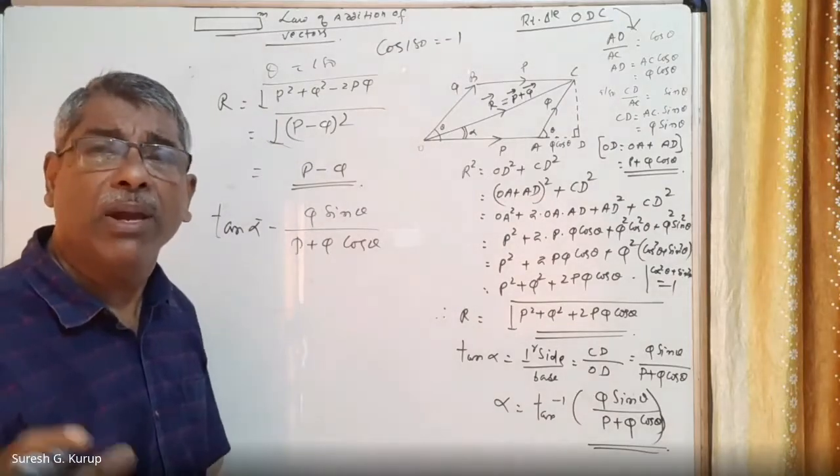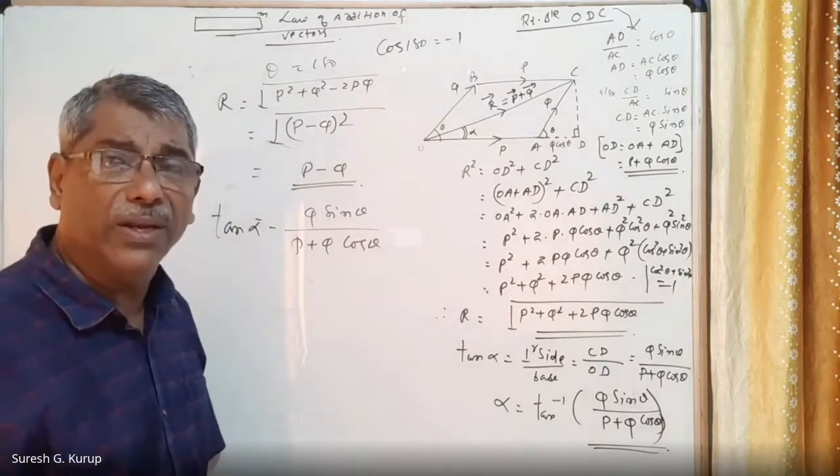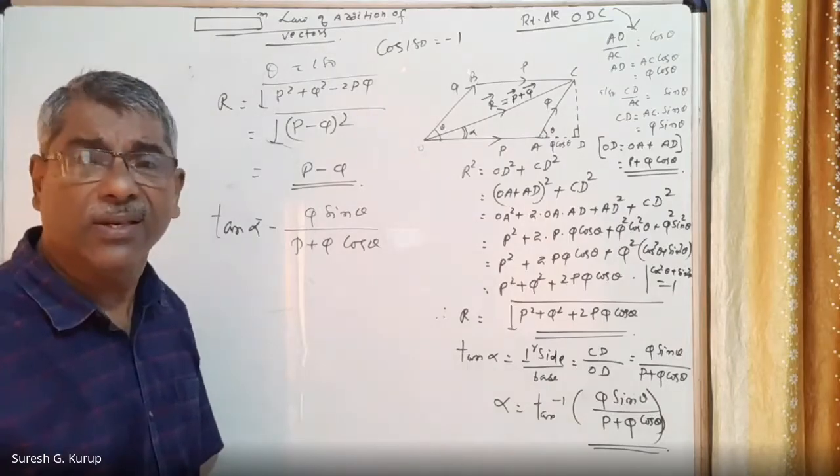Only sine n pi is equal to 0, where n is equal to 0, 1, 2, 3, etc. Sine n pi.